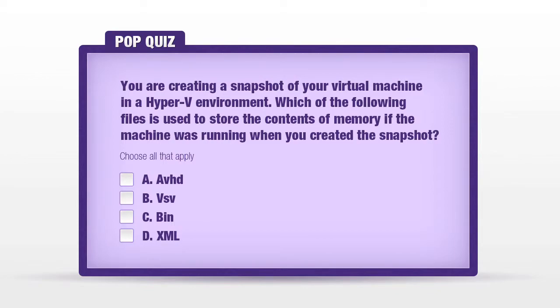Now it's time for a pop quiz. You are creating a snapshot of your virtual machine in a Hyper-V environment. Which of the following files is used to store the contents of memory if the machine was running when you created the snapshot? A, AVHD. B, VSV. C, BIN. D, XML.